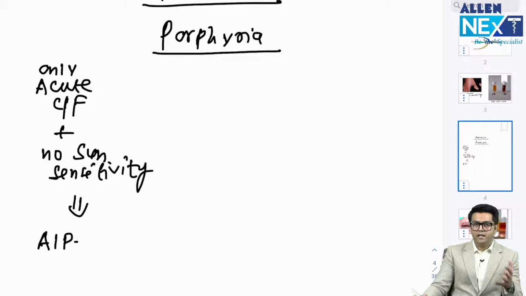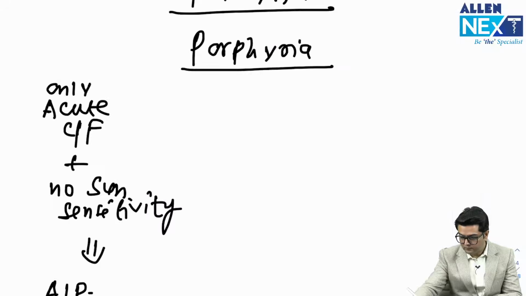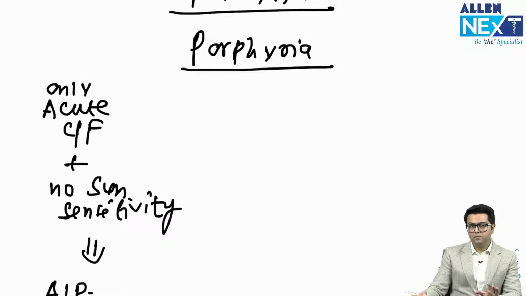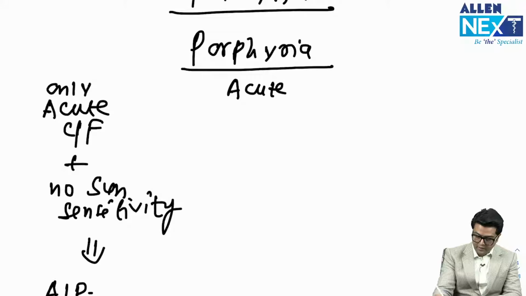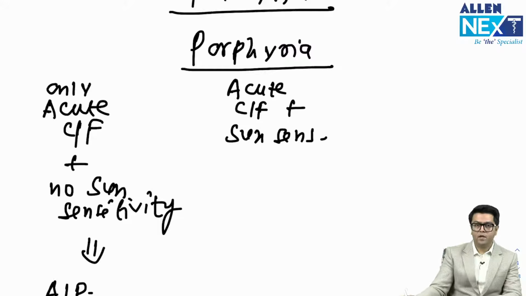Commonly the patient has a history of fasting and consumption of drugs which are enzyme inducers. What are the enzyme inducer drugs that this patient can consume? Like alcohol, barbiturates and steroids. Now guys, the point is that if the patient presents with acute clinical features plus sun sensitivity, then what is our answer? Acute clinical features plus sun sensitivity. Then there are two possibilities, and this is a case of mixed porphyria.